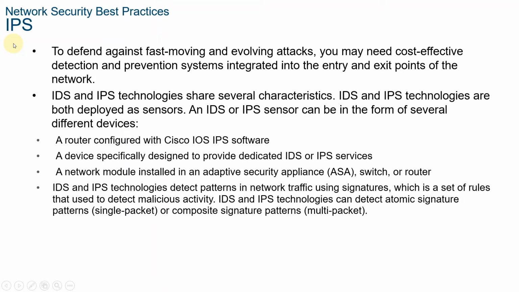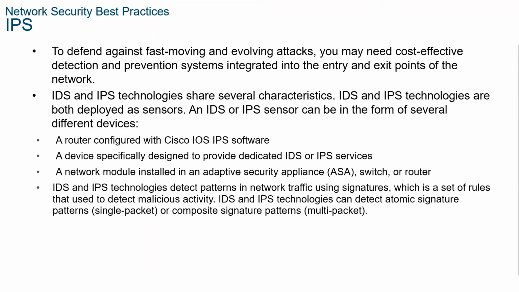Next is IPS, or the Intrusion Prevention System. To defend against fast-moving and evolving attacks, you may need cost-effective detection and prevention systems such as Intrusion Detection Systems, or IDS, or the more scalable Intrusion Prevention System, or IPS. Now, the network architecture integrates these solutions into the entry and exit points of the network. The IPS and IDS technologies share several characteristics. IDS and IPS technologies are both deployed as sensors.